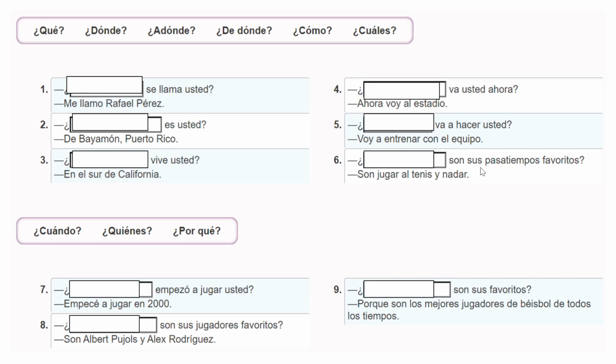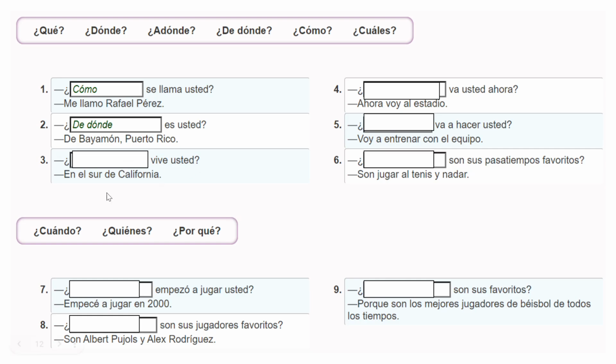Okay, this is an assignment from your book. So same kind of thing. We see here the answer. Me llamo Rafael Pérez. So what was the question? You know this. This is the very first thing you learned in Spanish. ¿Cómo se llama usted? This one says, de Bayamón, Puerto Rico. From Bayamón, Puerto Rico. So from, which one has to do with being from somewhere? Well, that's ¿de dónde?, from where? You have seen this question also from 1411. From where are you? I am from Bayamón, Puerto Rico.